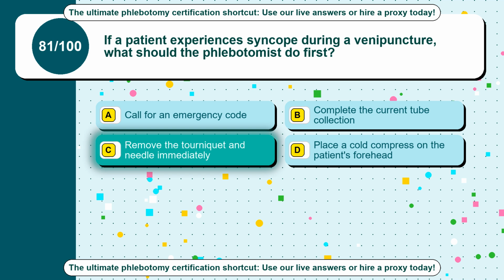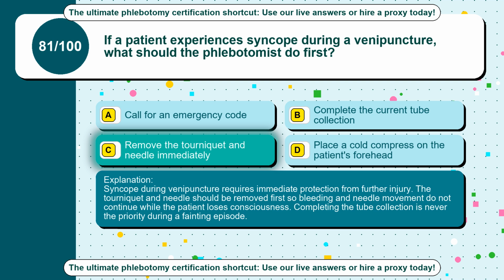The correct answer is option C. Remove the tourniquet and needle immediately. Syncope during venipuncture requires immediate protection from further injury. The tourniquet and needle should be removed first so bleeding and needle movement do not continue while the patient loses consciousness. Completing the tube collection is never the priority during a fainting episode.